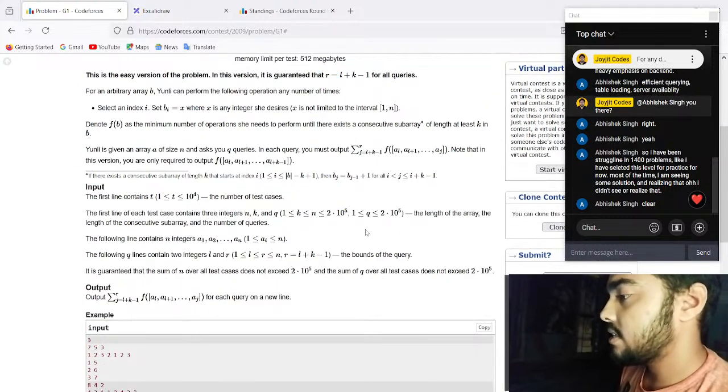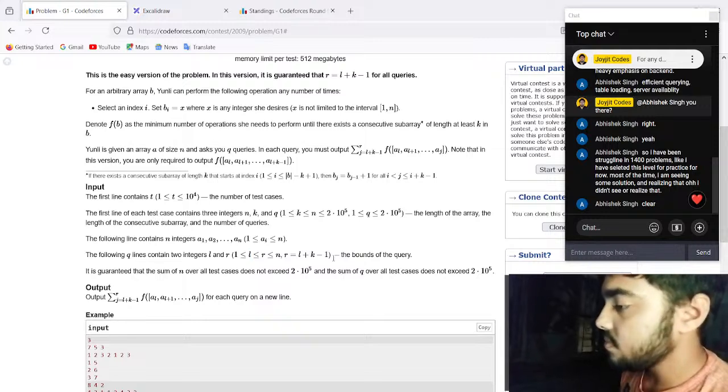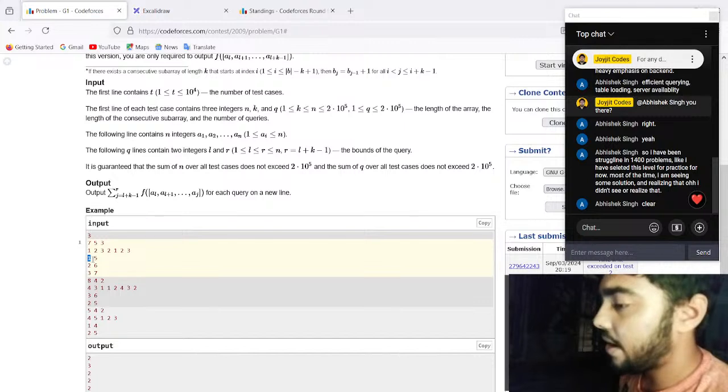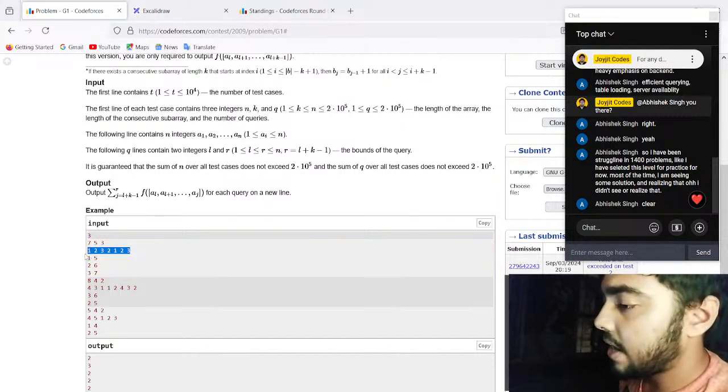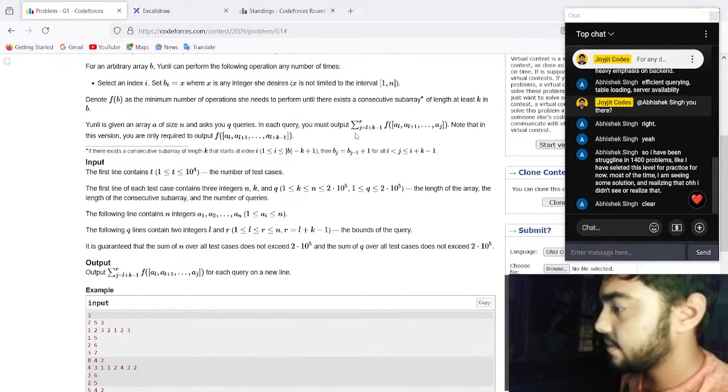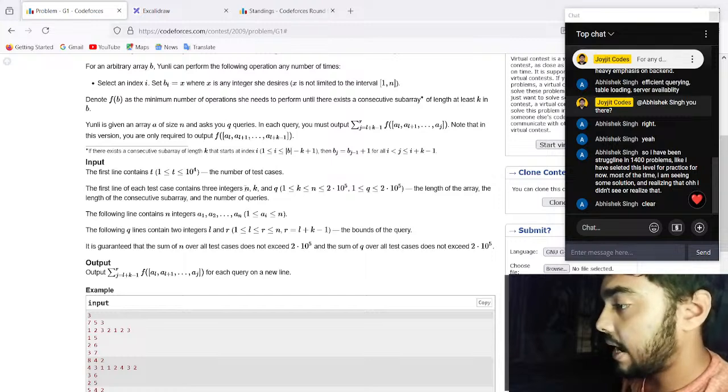So what it's telling us is that for every query we have a value of L and a value of R, and we are given an array, and we are also given some numbers, that is n, k and q. Yeah, they are n, k and q. N is the size of the array.